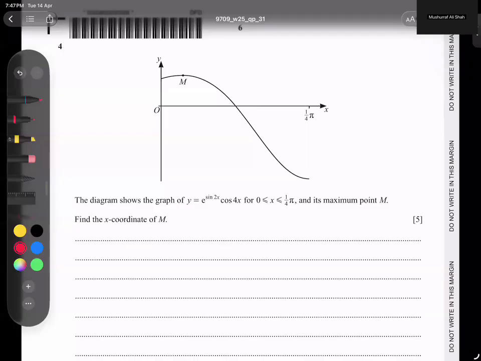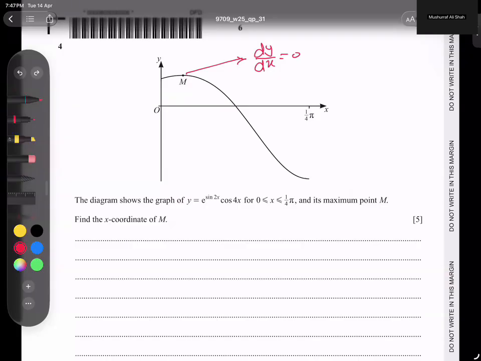Question number 4, we are starting. The graph shows a curve, this one, and less than pi by 4, you can see. A point of maxima is given, and at a point of maxima, one important point is that differentiation equals 0. And we're looking for the x coordinate of this. So step number 1, we have to differentiate. Step number 2, put the derivative equal to 0.